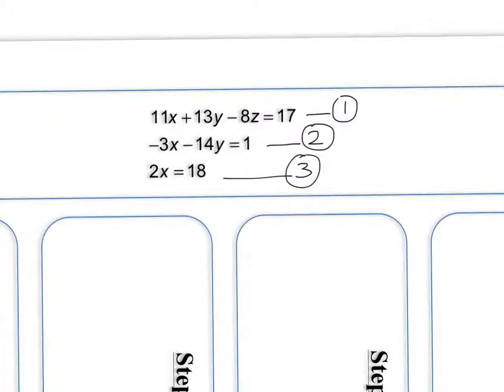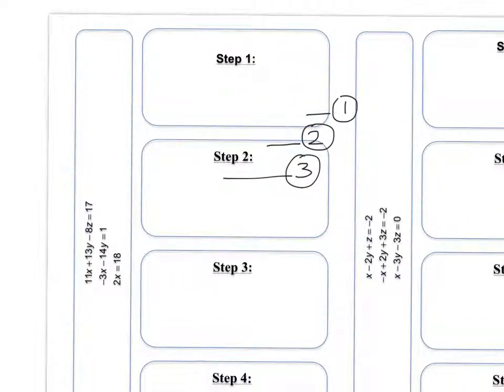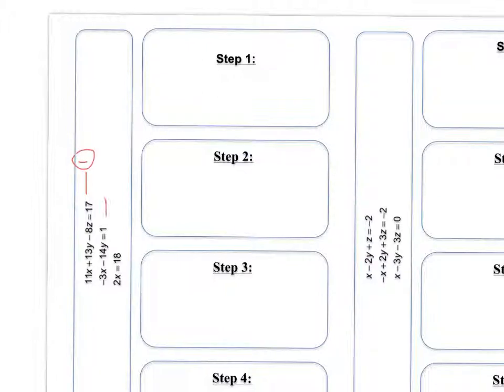So let me copy that to my first step, and let me get rid of these. I'm going to again call this 1, call this 2, and call this 3. I'm going to take the first equation, which is 2x equals 18, and I'm going to copy it to the first step, and I'm going to solve for x. Now if I divide both sides by 2, I get x equals 9, and I just found the first variable.